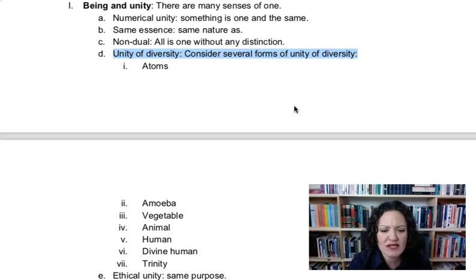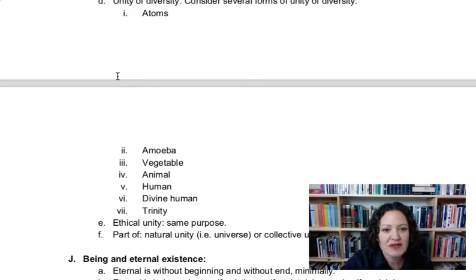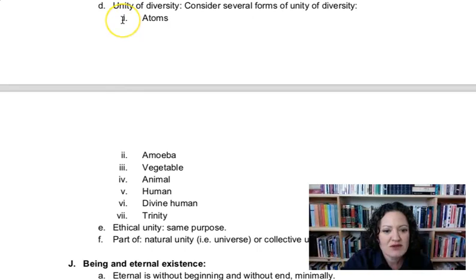Okay, so we can look at different aspects of the order of life, or even non-life, because atoms are non-life, and think about unity and diversity. Think of the atom. An atom has a proton, a neutron, and an electron. So there are parts to an atom, but we call it one atom. So there's a diversity. It has a form, but it is one.